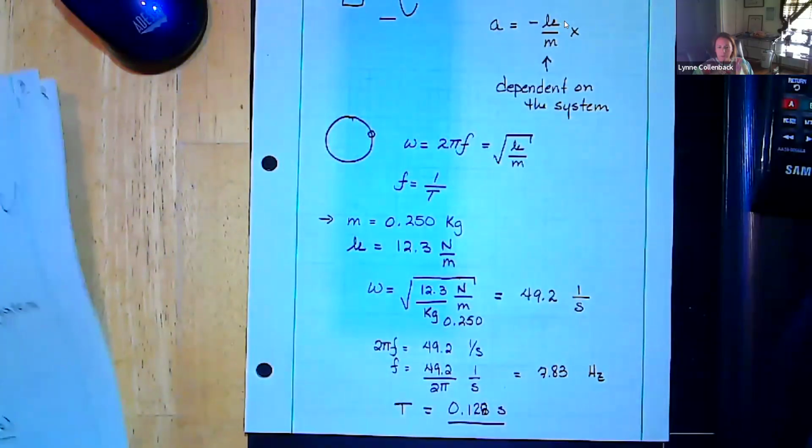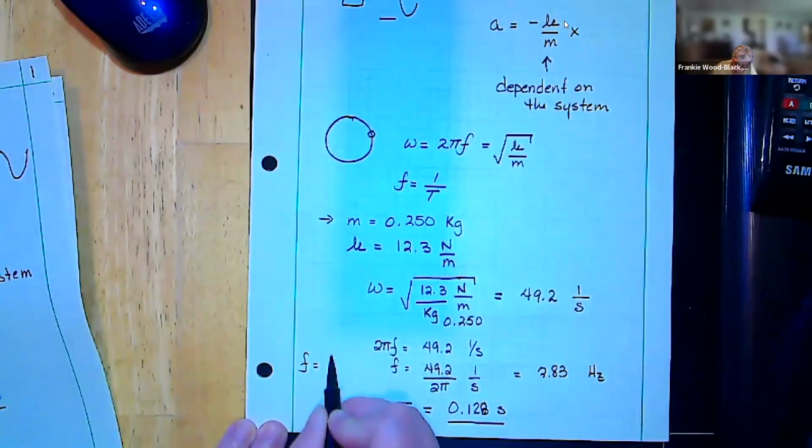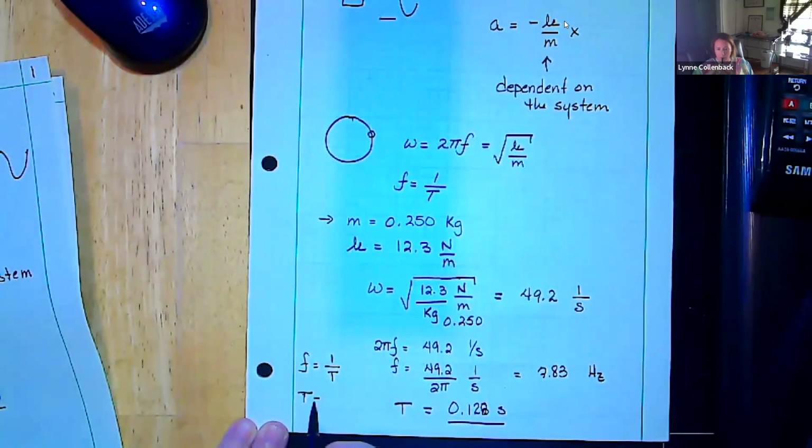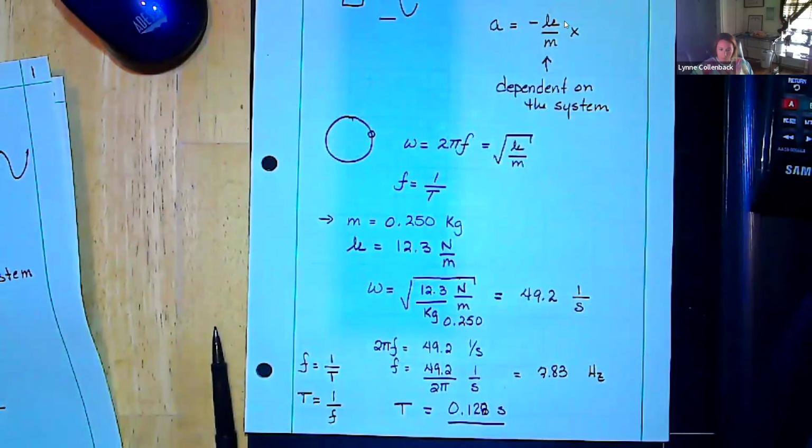Can you explain the flipping over right quick? Frequency is equal to 1 over the period. Okay. So the period's equal to 1 over the frequency. Okay. Yeah.